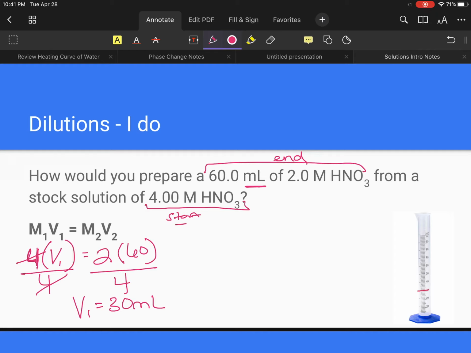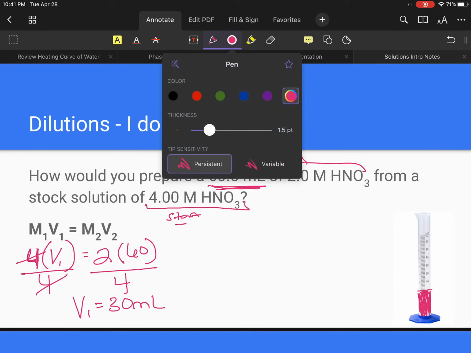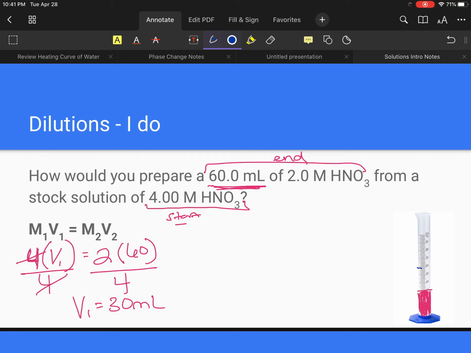So if I have my little graduated cylinder over here, there's my 30, right? I'm just going to add 30 milliliters of my starting solution. Okay, but it says I want to make 60 milliliters of my ending solution. So what I'm going to do is add water until I get to my 60. And then of course that'll mix up, so I'm diluting this original solution down. It all mixes together with the water.